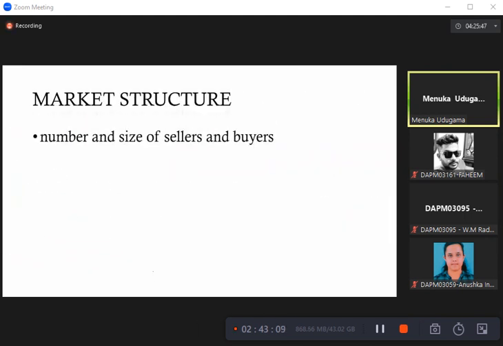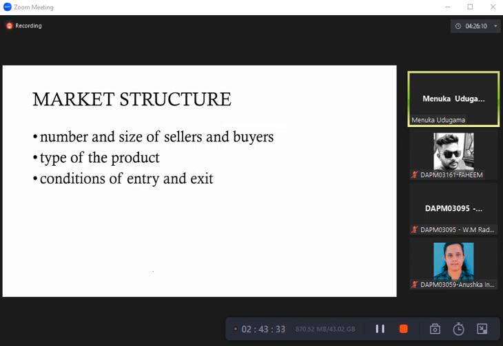Right. Now let's look at the different structures and characteristics of a market structure. Any market will be made of different types and sizes of sellers and buyers, could be many. Type of the product: homogeneous or heterogeneous products. Conditions of entry and exit are different. It's easy to enter certain markets. It's difficult to enter some other markets.